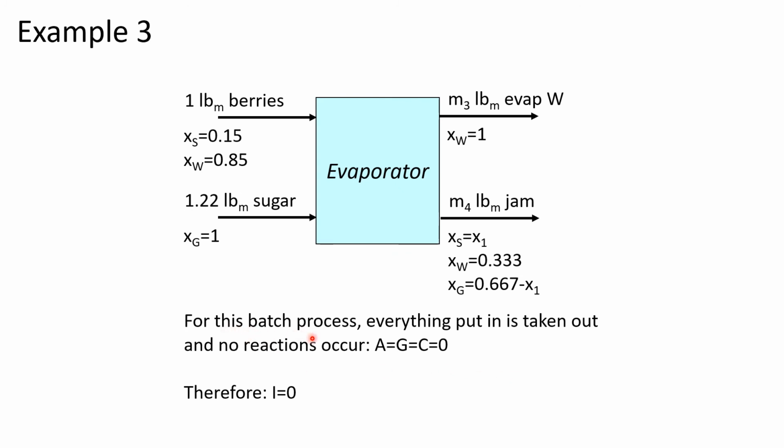For this batch process, everything we put in is taken out, and there's no reactions that occur. So accumulation is going to be equal to generation terms, is going to be equal to consumption terms, is going to be equal to 0. And we can say that what comes in is equal to what comes out.